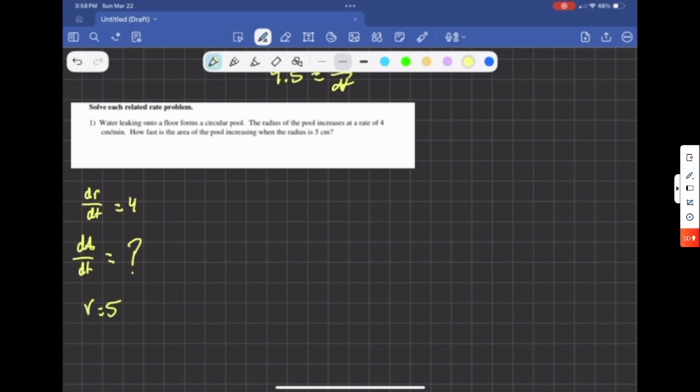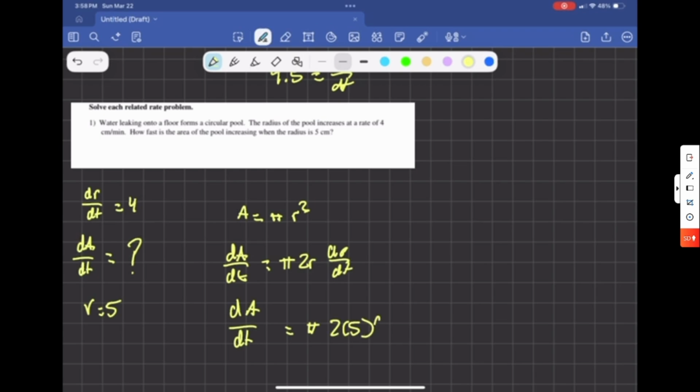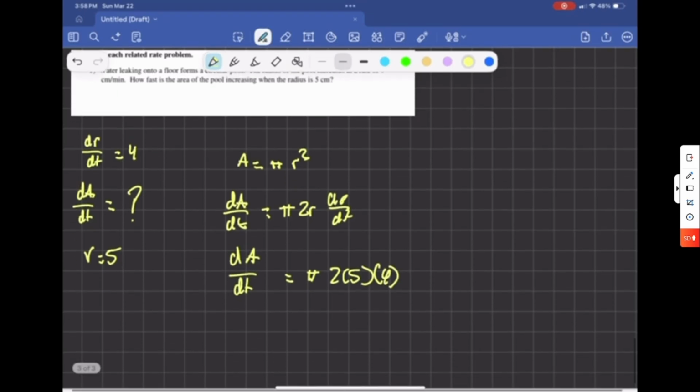And now we want our area of a circle again. So area equals pi r squared. Take our derivatives. dA over dt equals pi times 2r dr dt. dA over dt equals pi times 2 times 5 times 4, or dA dt is just 10 times 4, which is just 40 pi. And that's it.